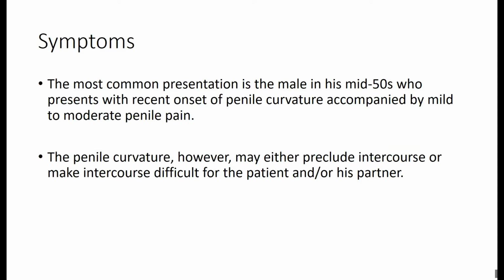Symptoms of Peyronie's disease. The most common presentation is a male in his mid-50s who presents with recent onset of penile curvature accompanied by mild to moderate penile pain. The penile curvature, however, may either preclude intercourse or make intercourse difficult for the patient and his partner.